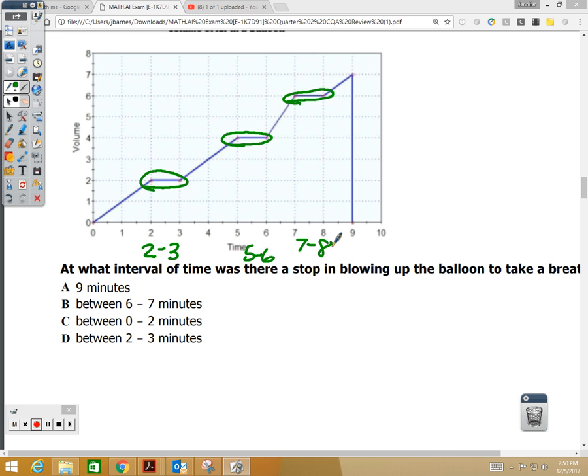There's only going to be one of those that's one of your choices, and that is D, between 2 and 3. There were other 2 possibilities, but those possibilities were not choices. During these other intervals, the balloon was getting larger. That line was going up.